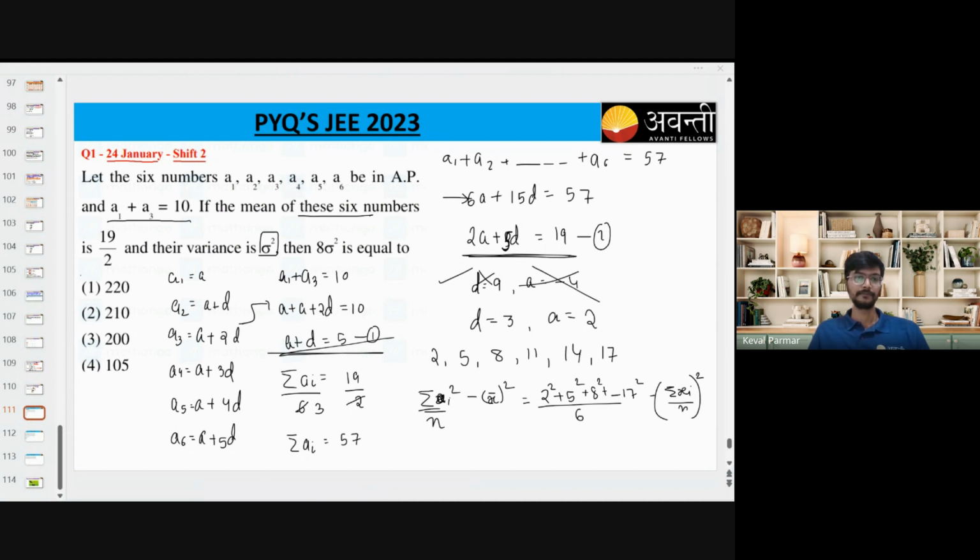What is the mean? The mean comes to 19 by 2. Correct? So this will be 361 by 4. And if you calculate this, it will come to 699 by 6.